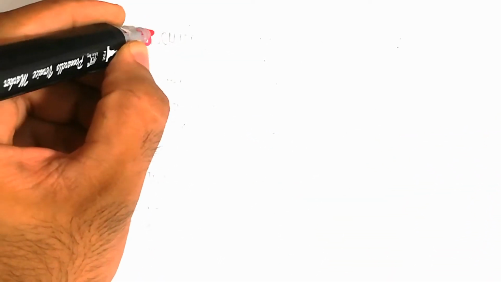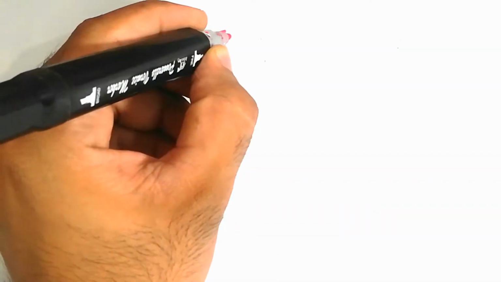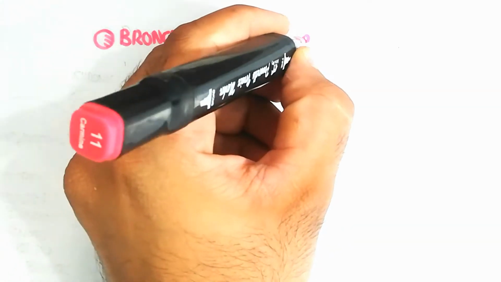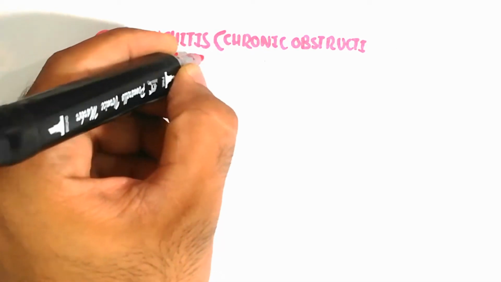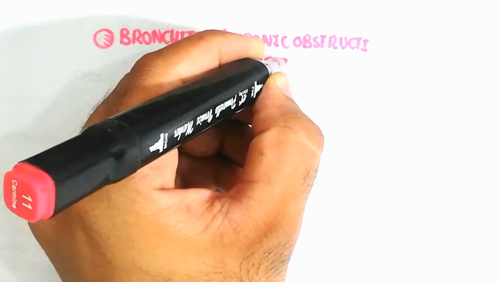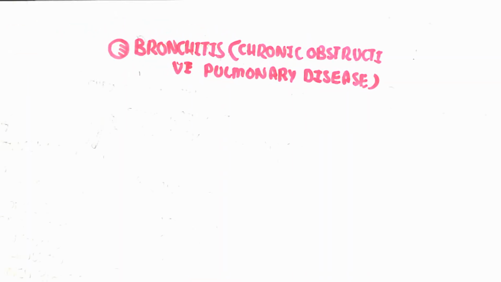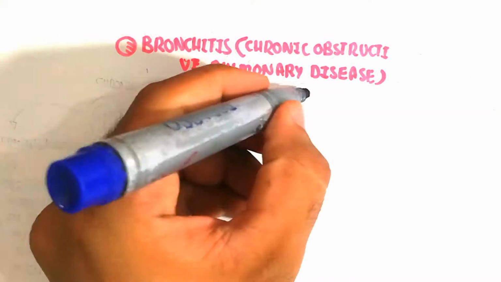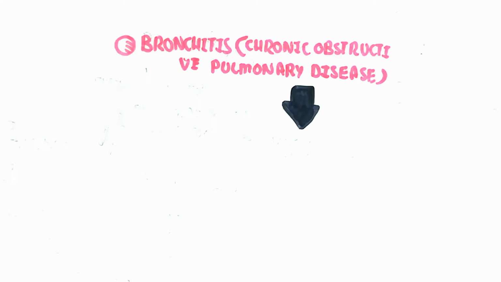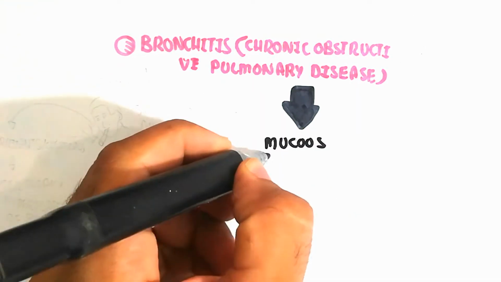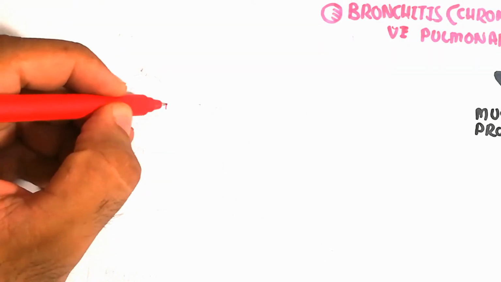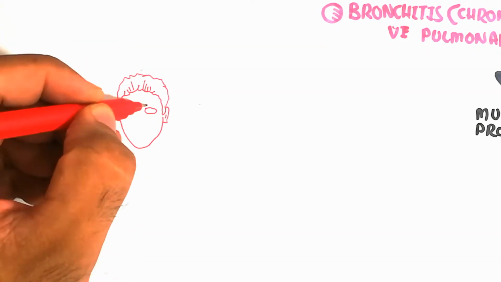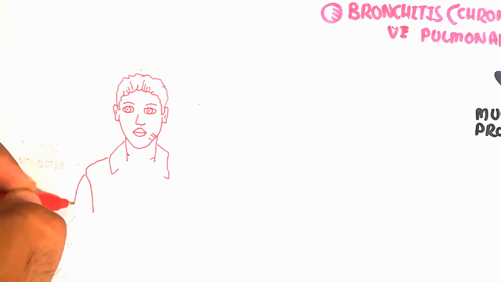Hello, in this video we will discuss bronchitis. Bronchitis is a chronic obstructive pulmonary disease, and we will discuss how it develops. So let's begin to understand. Basically, you need to understand the respiratory system. Mucus production in the respiratory tract is the major factor that can create bronchitis.